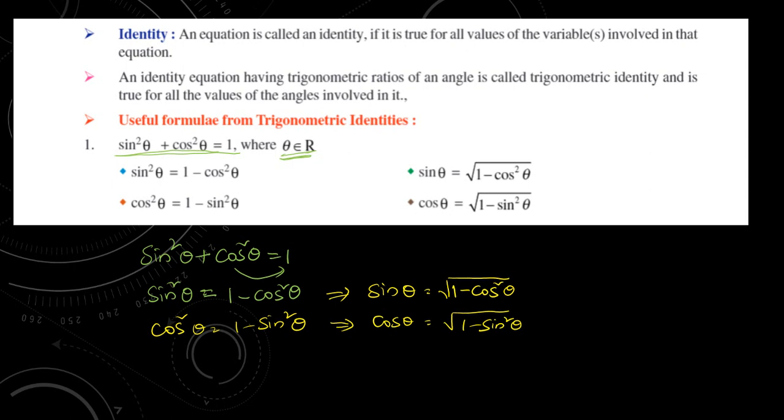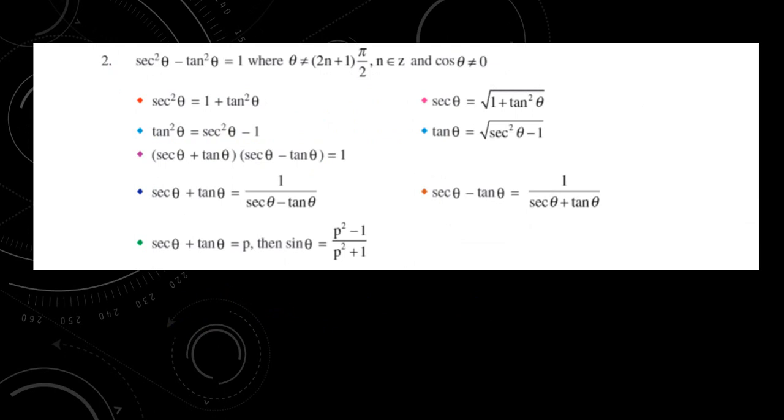So this is nothing but the first identity. From this first identity we have 5 forms. These 5 forms you need to remember, and make use of them at different places wherever they are required. Next, moving on to the second identity.